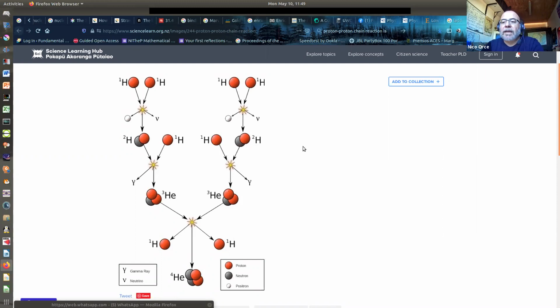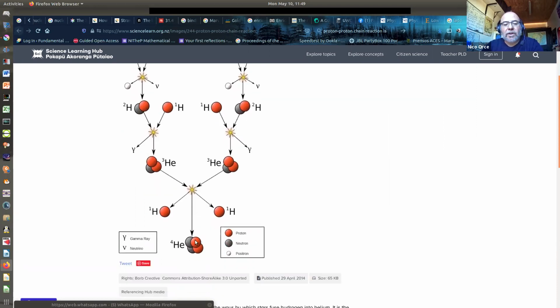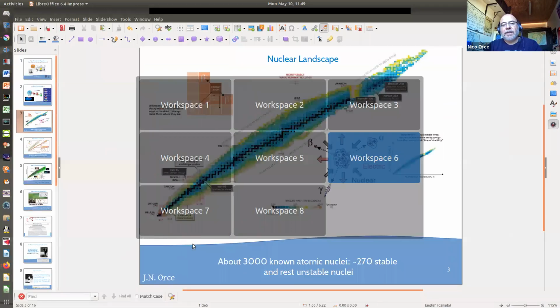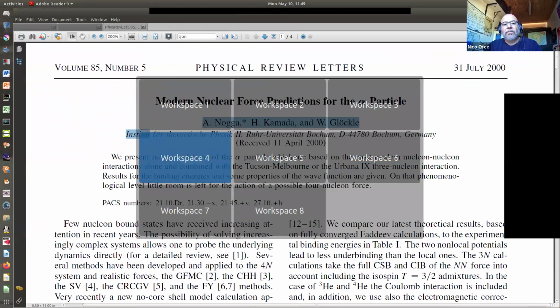Also, quantum tunneling is very important for this process. And once you have these 2 helium-3, which is 2 protons and 1 neutron, then they combine, and in the fusion you expel, you get rid of one proton each, leading to the alpha particle. This is the process that happens in our sun right now.